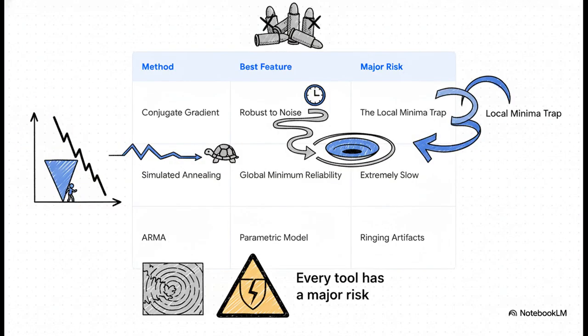And if we peek into our more advanced toolkit, yeah, there's no silver bullet here. Some methods are fast, but they risk getting stuck in that local minimum trap. Others are way more reliable at finding the real answer, but they take forever. And some even create new problems, like those weird ringing artifacts you can see around sharp edges. Every single tool has a major risk attached.